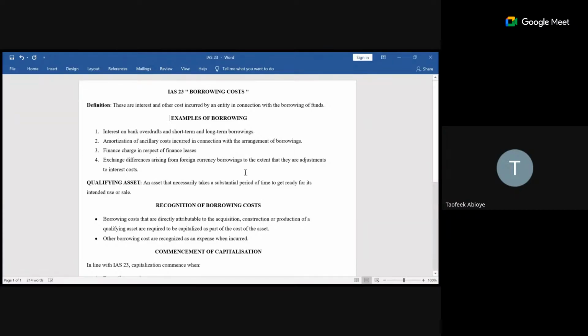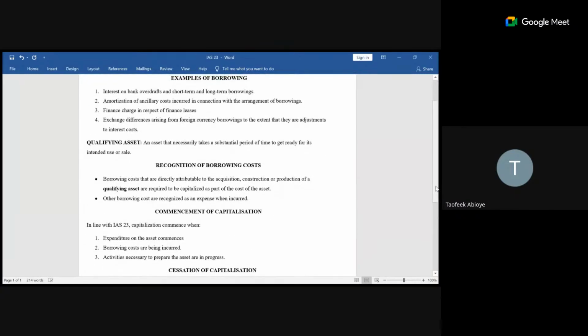In line with IAS 23, borrowing costs that are directly attributable to the acquisition, construction, or production of a qualifying asset. Can you see now? Acquisition, we acquire. That's the reason why I asked if it is a qualifying asset. That asset is a qualifying asset, so it is to be capitalized as part of the cost of the asset. This is what I actually need, and that's why I quickly drafted this note, because if I did not bring out this note, there would be an issue in this question.